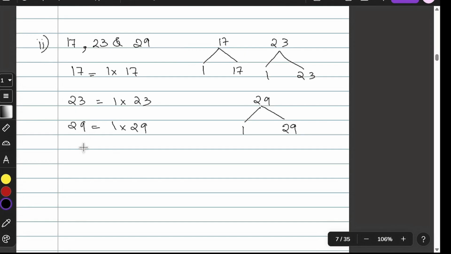So what is the HCF of 17, 23 and 29? What is HCF here? My HCF is going to be the 1.